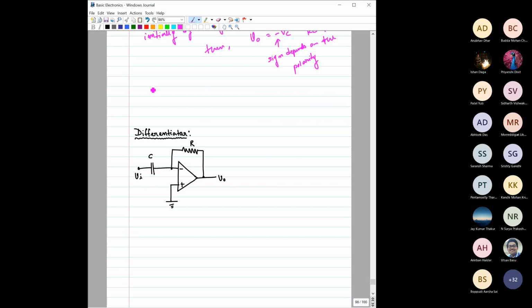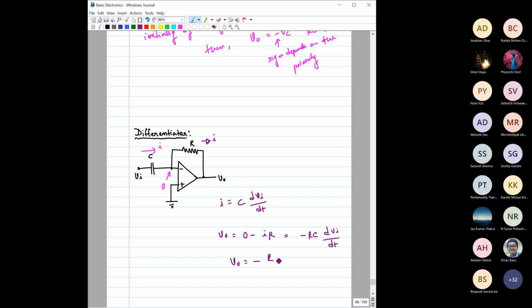Now what will happen if you just interchange this capacitor and resistor? Earlier the resistor was here, the capacitor was here, now we have interchanged them. Nothing will change much. Here again the potential is 0 and the current here is say I. This current I through the capacitor can be written as C dVi/dt, right? And the same current has to flow through this resistor R. So V output would be equal to 0 minus I into R, so it is RC dVi/dt.